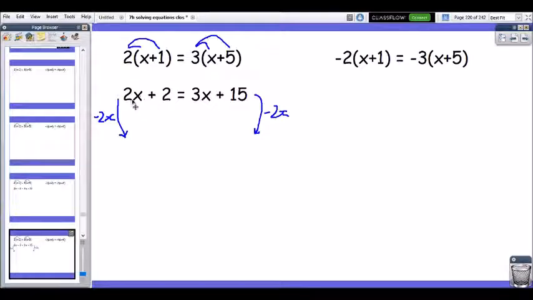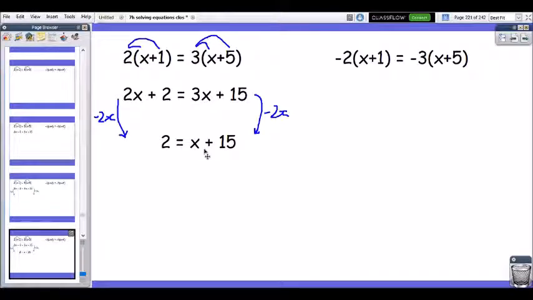If there used to be a 2x here, but I took it away, my left hand side is just going to be 2. If there used to be 3x's on the right hand side of my equation, and I took away 2 of those x's, I'm just left with 1 of those x's. Okay, so some number, add 15, equals 2. And that number's going to have to be a negative number, isn't it?